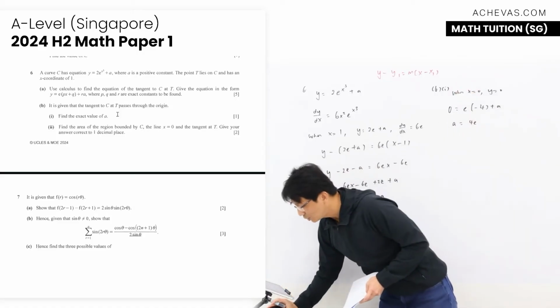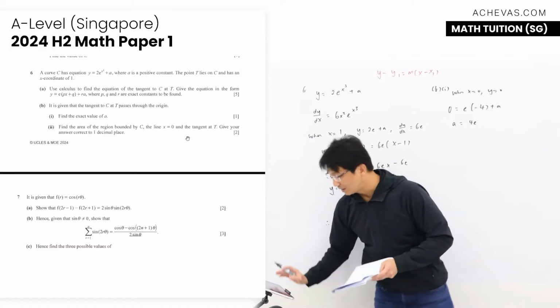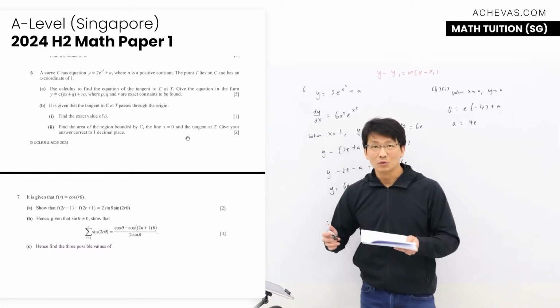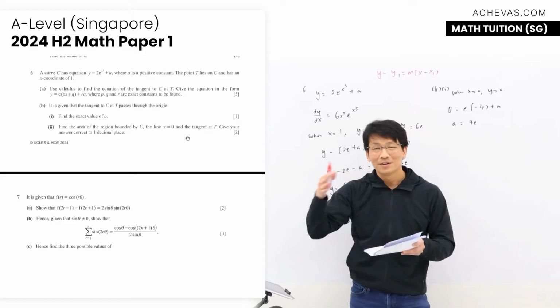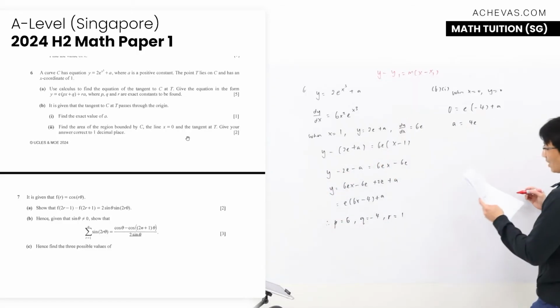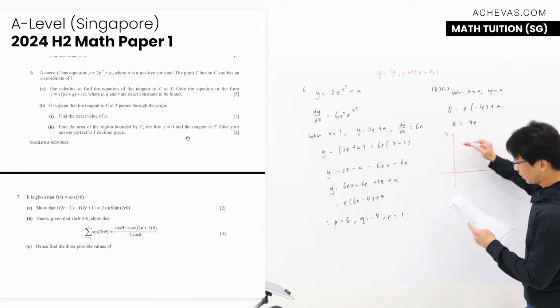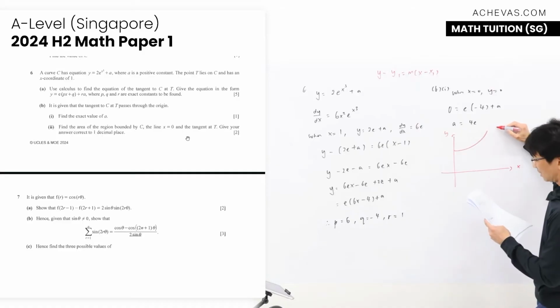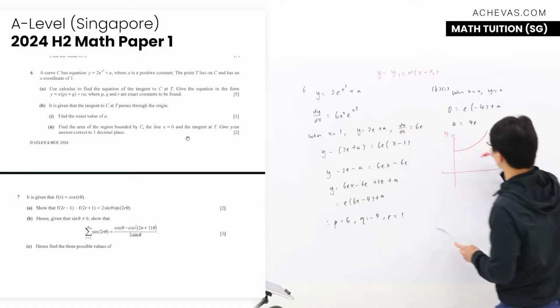And for B part 2, we are supposed to find the area of the region bounded by the curve C, x equal to 0 and the tangent at t. Give your answer correct to 1 decimal place. I will suggest doing a rough sketch on your GC, so that at least we have a perspective of how the curve looks before finding the region. If you use your GC, you can plot out the curve, which will give something like this. This will be y equal to 2e x to the power 3 plus 4e. We already found the value of a, which is 4e.